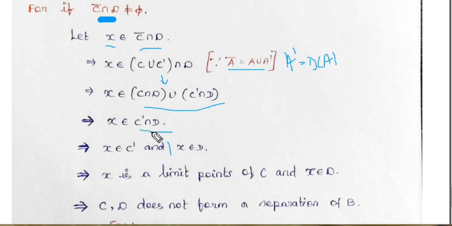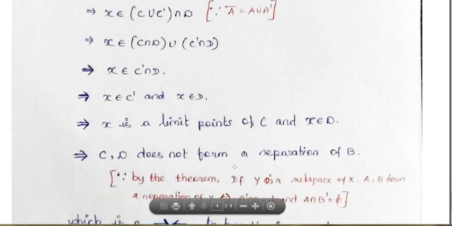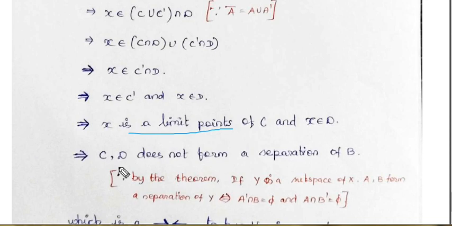If X belongs to their intersection, then X belongs to C dash and X belongs to D. X is a limit point of C and X belongs to D. By the limit point definition, X is a limit point of C. We get the result that C, D does not form a separation, because X is a limit point.